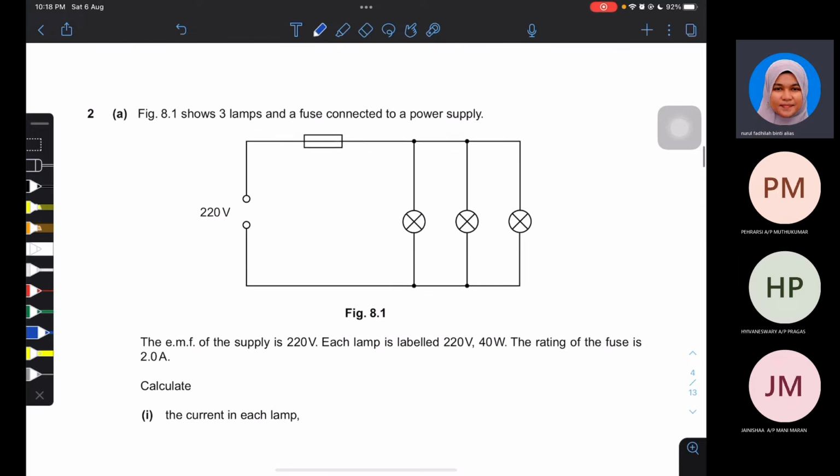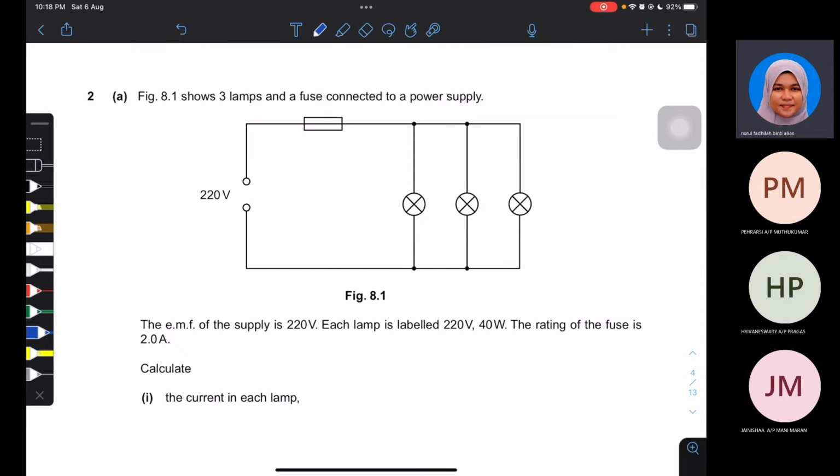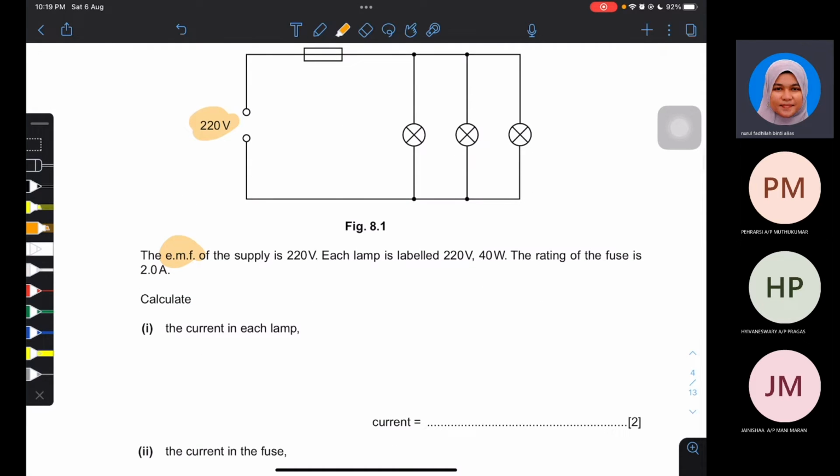Okay, next. Figure 8.1 shows 3 lamps and a fuse connected to a power supply. The EMF. So, ni nampak dia gunakan EMF. So, EMF tu dia punya ni lah. This one. 220 volt, each lamp is labeled 220 volt, 40 watts. The rating of the fuse is 2 amps. Calculate the current in each lamp. Jadi, what formula can you use?